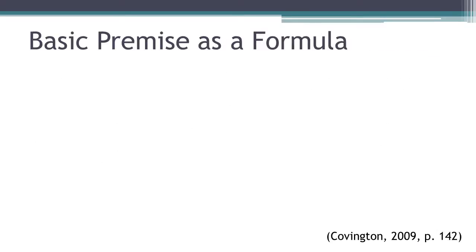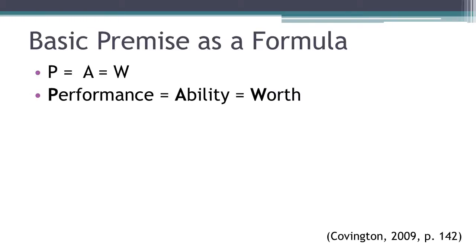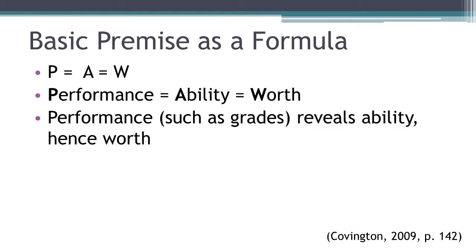This basic premise has also been described as a formula, where P equals A equals W, which stands for performance equals ability equals worth. In other words, performance, such as grades, reveals ability, hence worth. Let's look at some of the main ideas in self-worth theory.